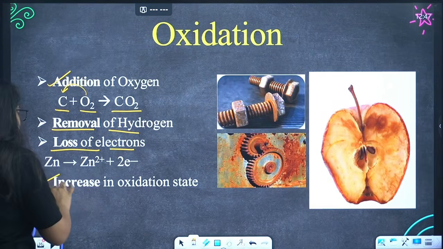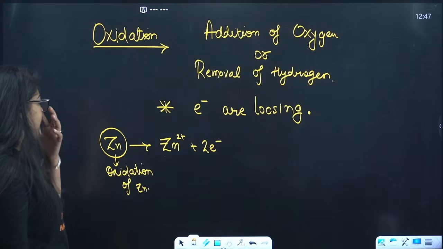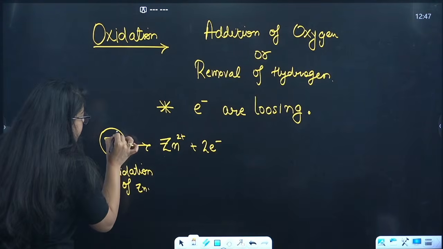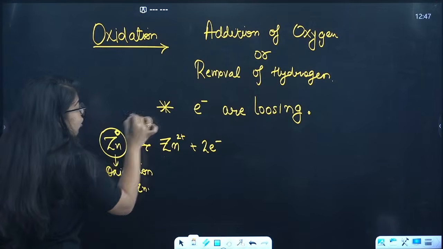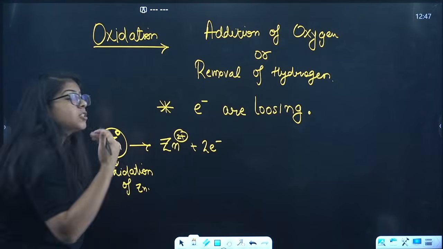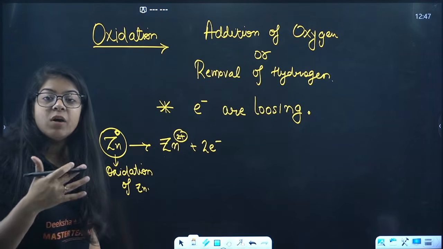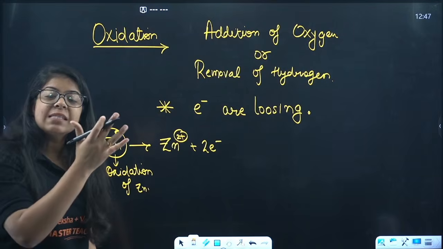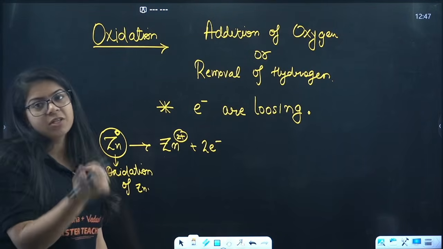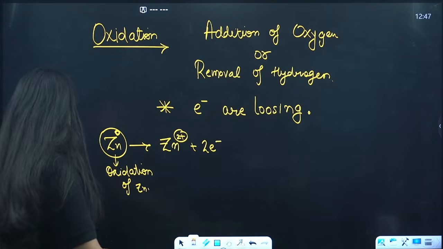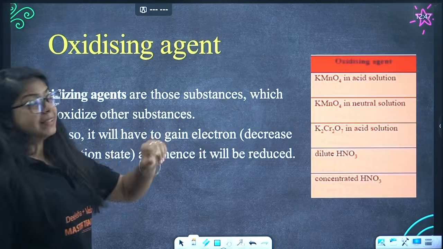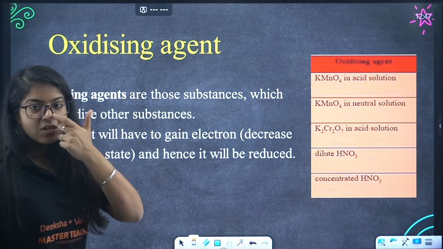Now beta, in this, increase in oxidation state happens. That means here the oxidation state was 0, and now the oxidation state is +2. So the oxidation state increased. So an increase in oxidation state means oxidation happens. Done. Okay, now comes a tricky part, that is your oxidizing agent.